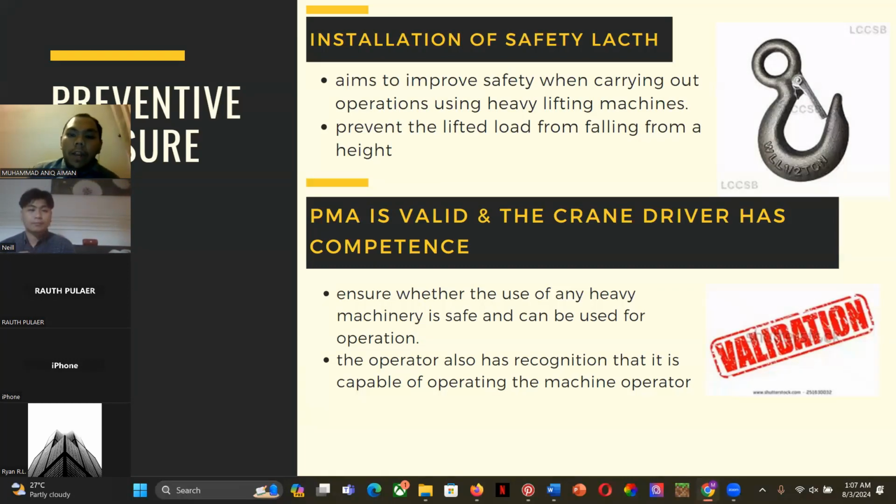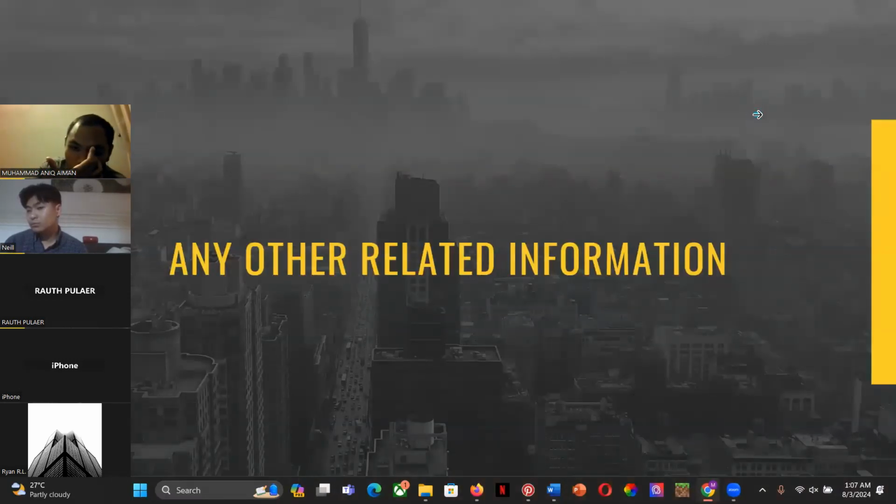Lastly, PMA must be valid and the crane driver must be competent. It aims to ensure that the use of heavy machinery such as a crane is safe and can be used for operation, and the operator also has recognition that he is capable of operating the machine, so that he can avoid the causes of lifting operation accidents. So next is any other related information.